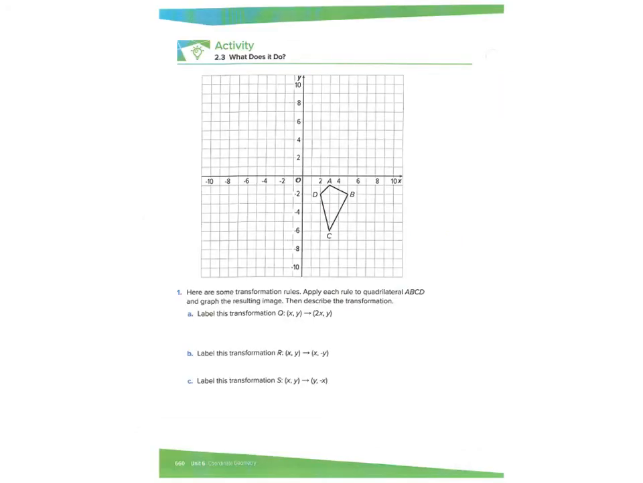So let's take a look at this activity. It says here are some transformation rules. Apply each rule to the quadrilateral ABCD up above in the picture and graph the resulting image. Then describe the transformation. So let's do A together. In A, I want to take my (x, y) coordinate of my ABCD and I want to multiply the x by 2 and keep the y coordinate the same. So there's 4 coordinates up here that are part of ABCD.